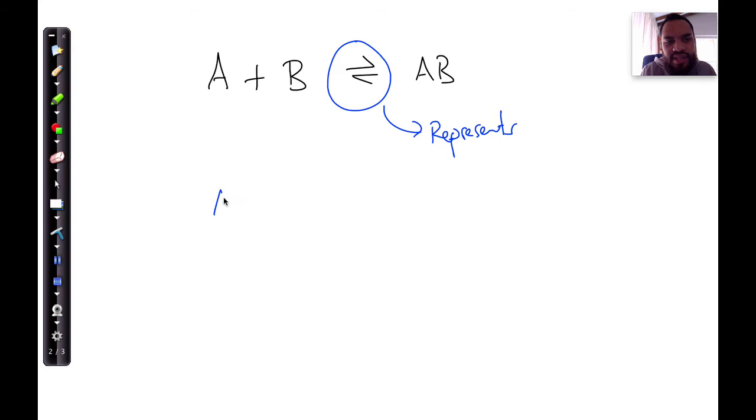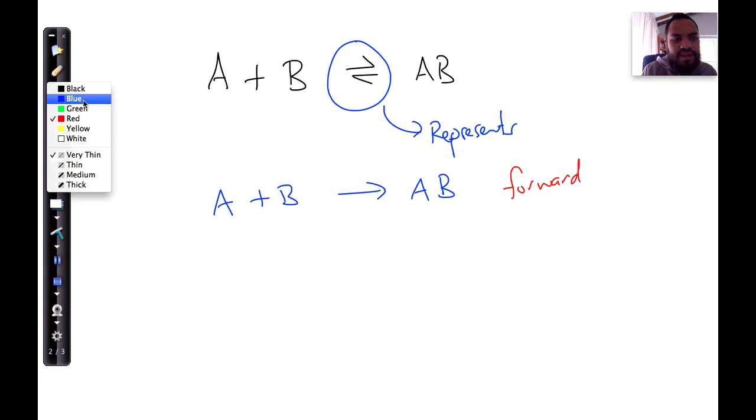The reaction that goes A plus B, and see that I'm drawing it with one arrow, gives me AB. This is known as the forward reaction. It is the reaction in which the reactants create the product.